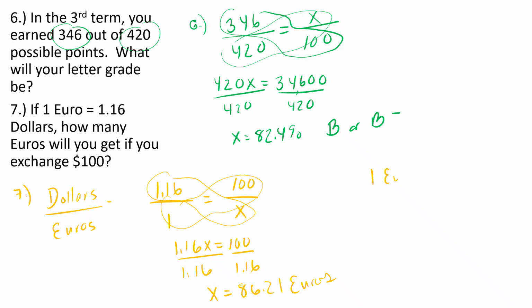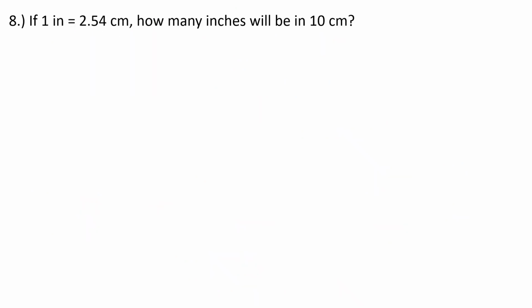If you look at the original ratio here, the amount of euros is less than the amount of dollars. So if you're trading in or exchanging $100, it should be less than $100. So it's a little bit of a check. Just make sure that your answer makes sense. Okay. If 1 inch equals 2.54 centimeters, how many inches will be in 10 centimeters?